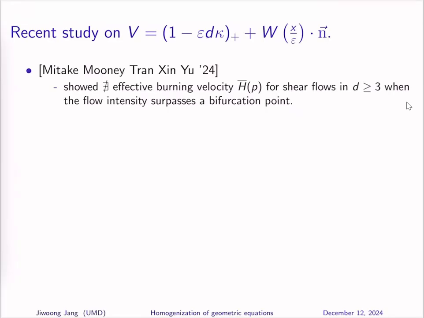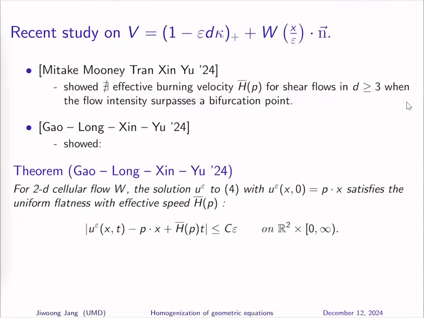Here are recent studies of the Cavalier-Georgi equation. Recently, Itake-Muni transit U proved there's no well-defined effective burning velocity for the flame front for shell flows in 3D or higher, when the intensity of the flow is larger than a certain point. In 2D for cellular flows, Long-Senior proved that there is an effective burning velocity, and they obtained the uniform flatness behavior of the traveling waves.